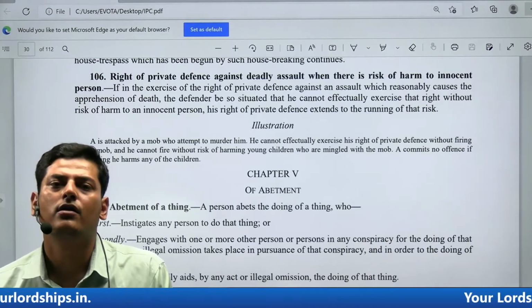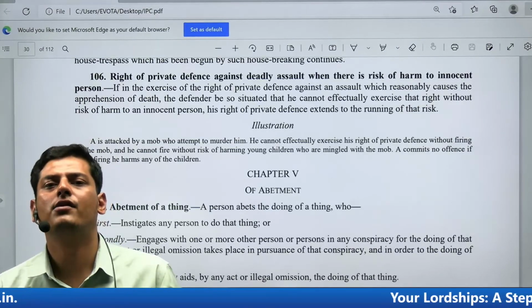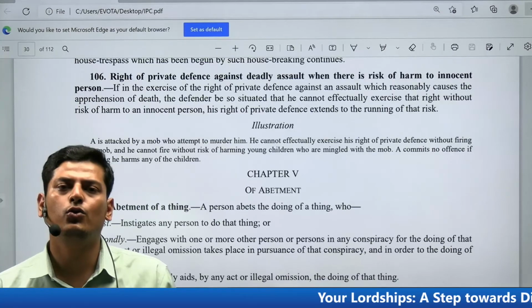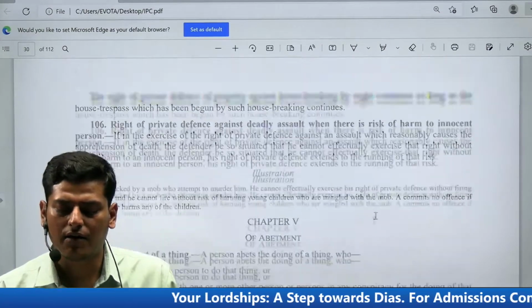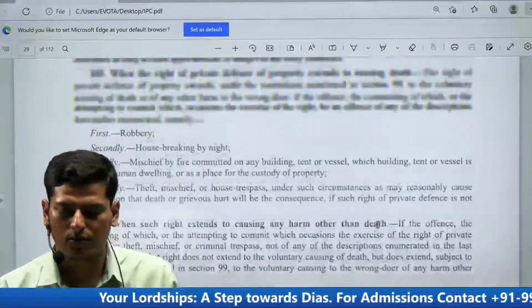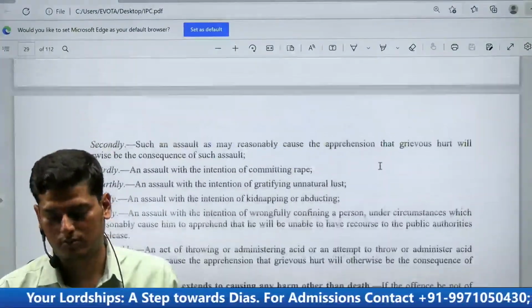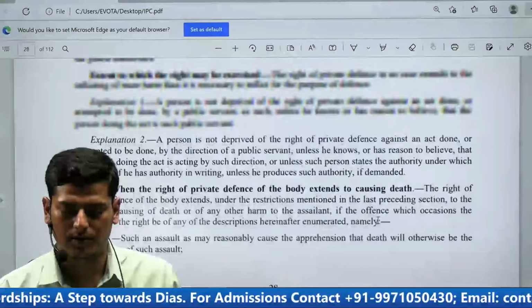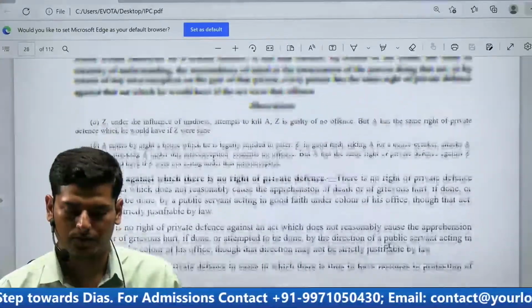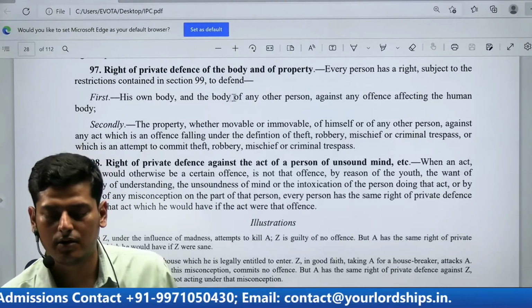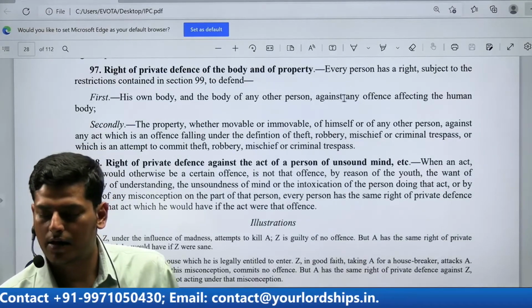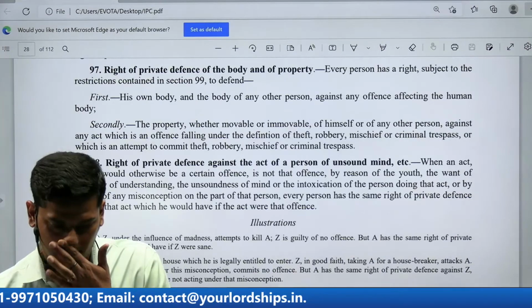If there is right of private defense which is available to you against an individual, ये किसके अगेंस्ट अवेलेबल होता है? यहां पे अगर आप देखो 97 में, against any offense affecting every person has a right.